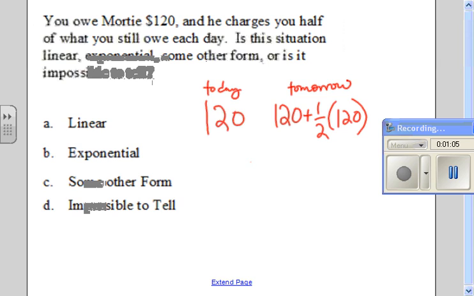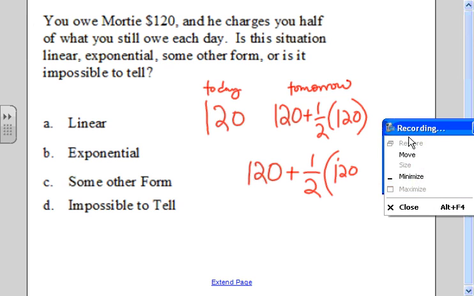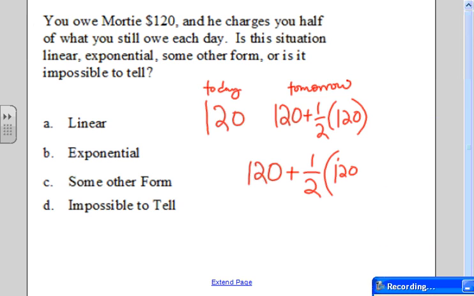And then the next day, let's just say you haven't made any payment. The next day, it's the original 120 plus half of the day before, 120. That's not 120. Hold on. Let me move this out of the way. Plus a half of the 120. Okay, so basically, this is the day after tomorrow.